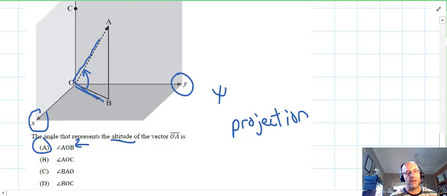So AOB gives us that angle. None of the other ones do.